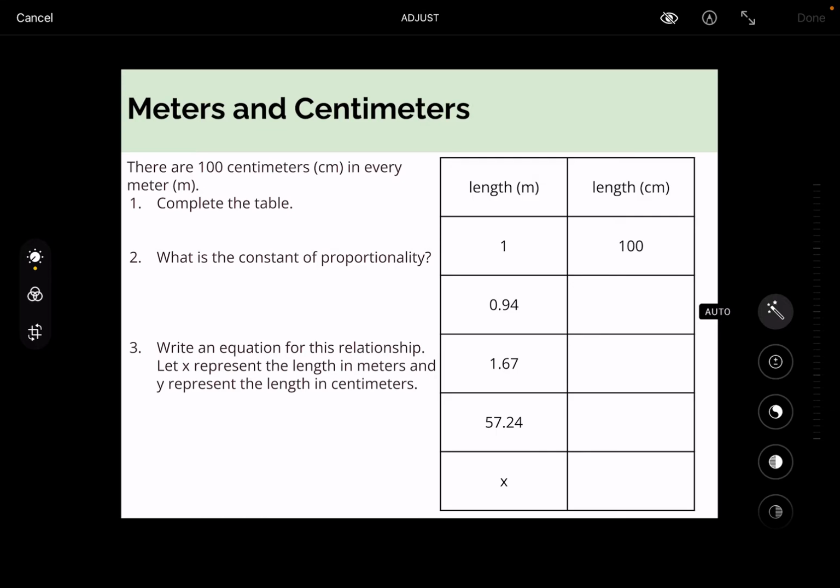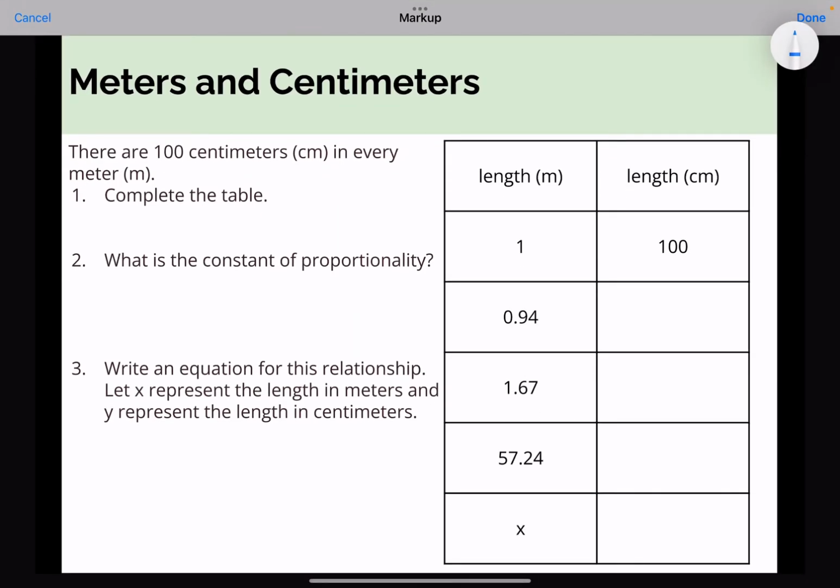So, on Tuesday, we looked at the relationship from centimeters to millimeters. Today, we're going to look at the relationship from meters to centimeters. So there are 100 centimeters in every meter, and they ask you to complete the table, find the constant of proportionality, which is the number that you take our first column by, multiply it, and the number you multiply it to get the second column.